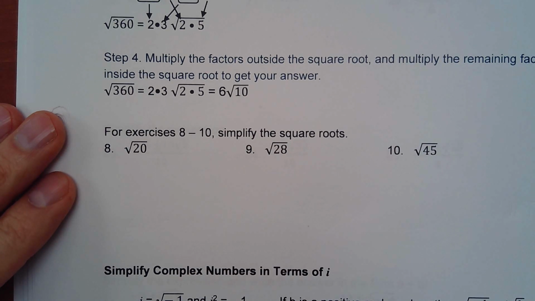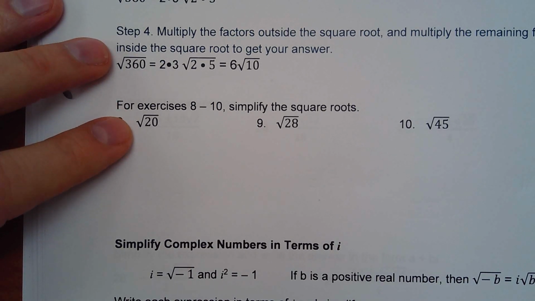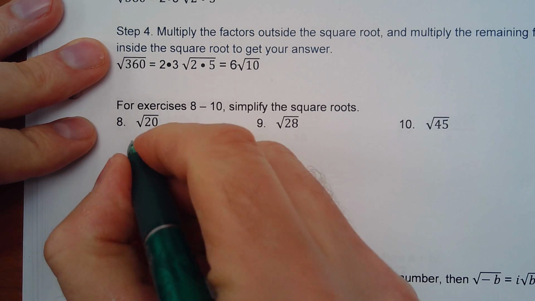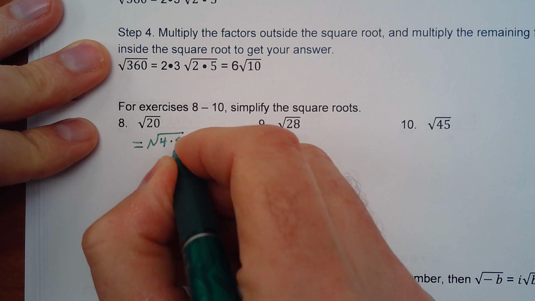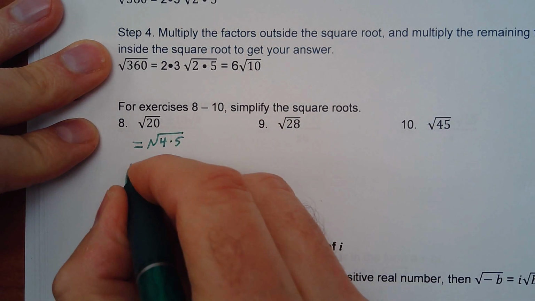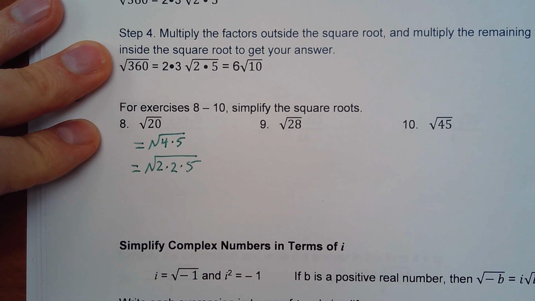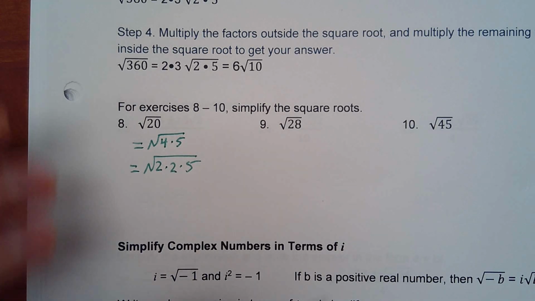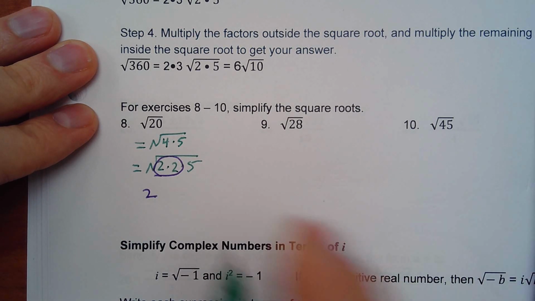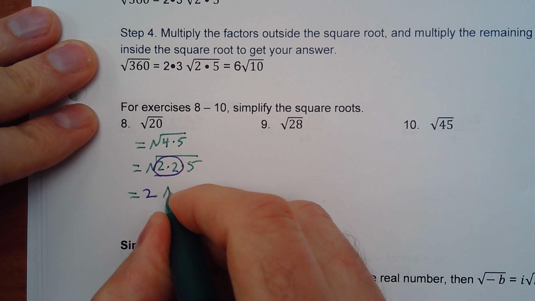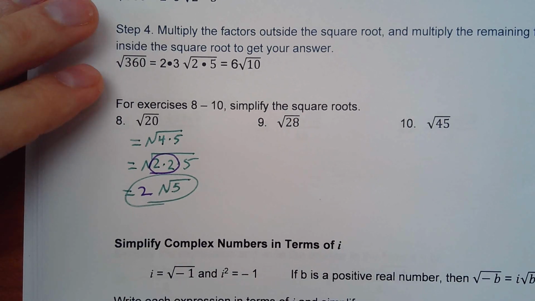So, if we're doing this by hand, I'm looking at the square root of 20, and this is going to be equal to 4 times 5, which is 2 times 2 times 5. So I have a pair of 2's. I'm going to write one of them in front. I have a 5 left over. So that should be 2 square root of 5.